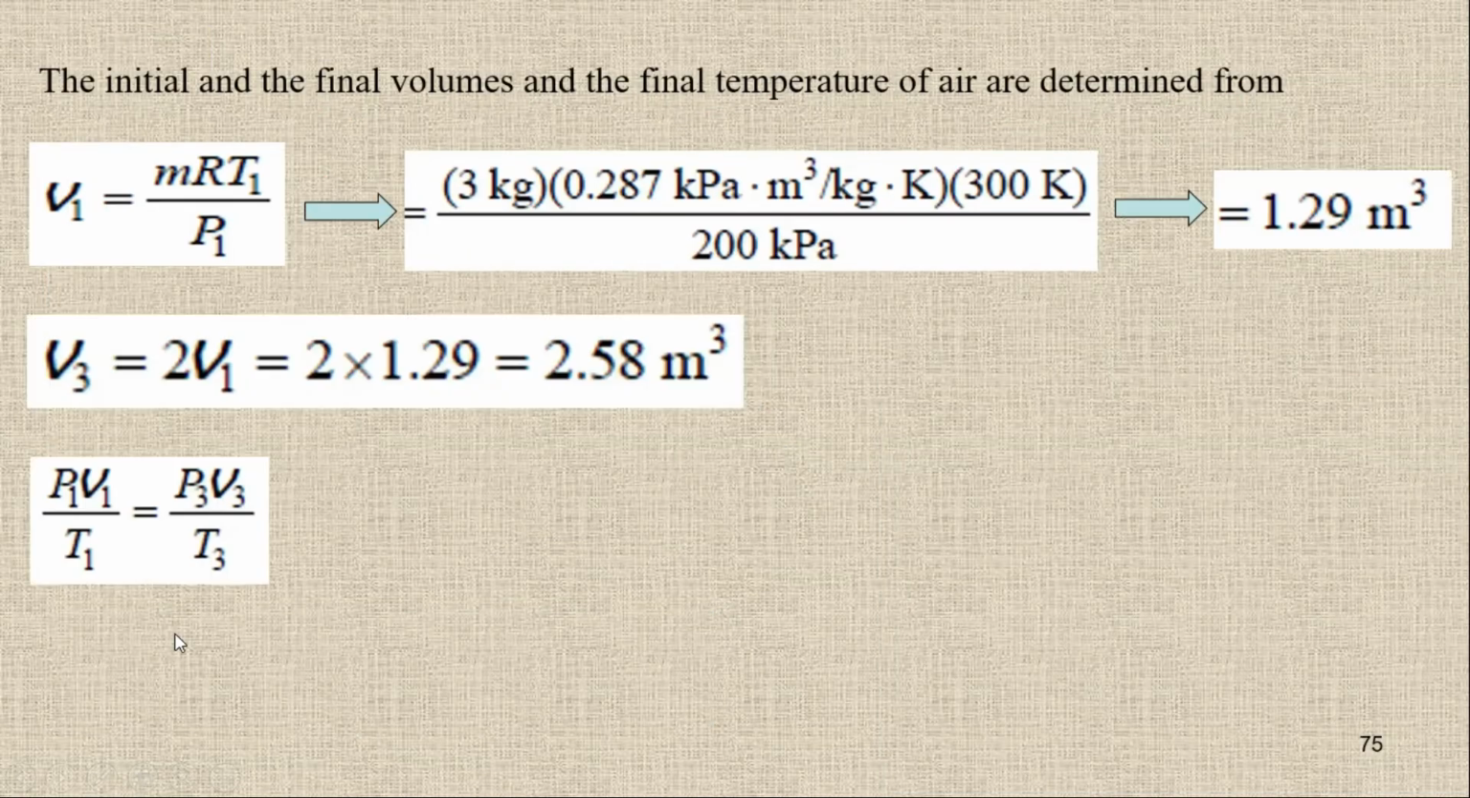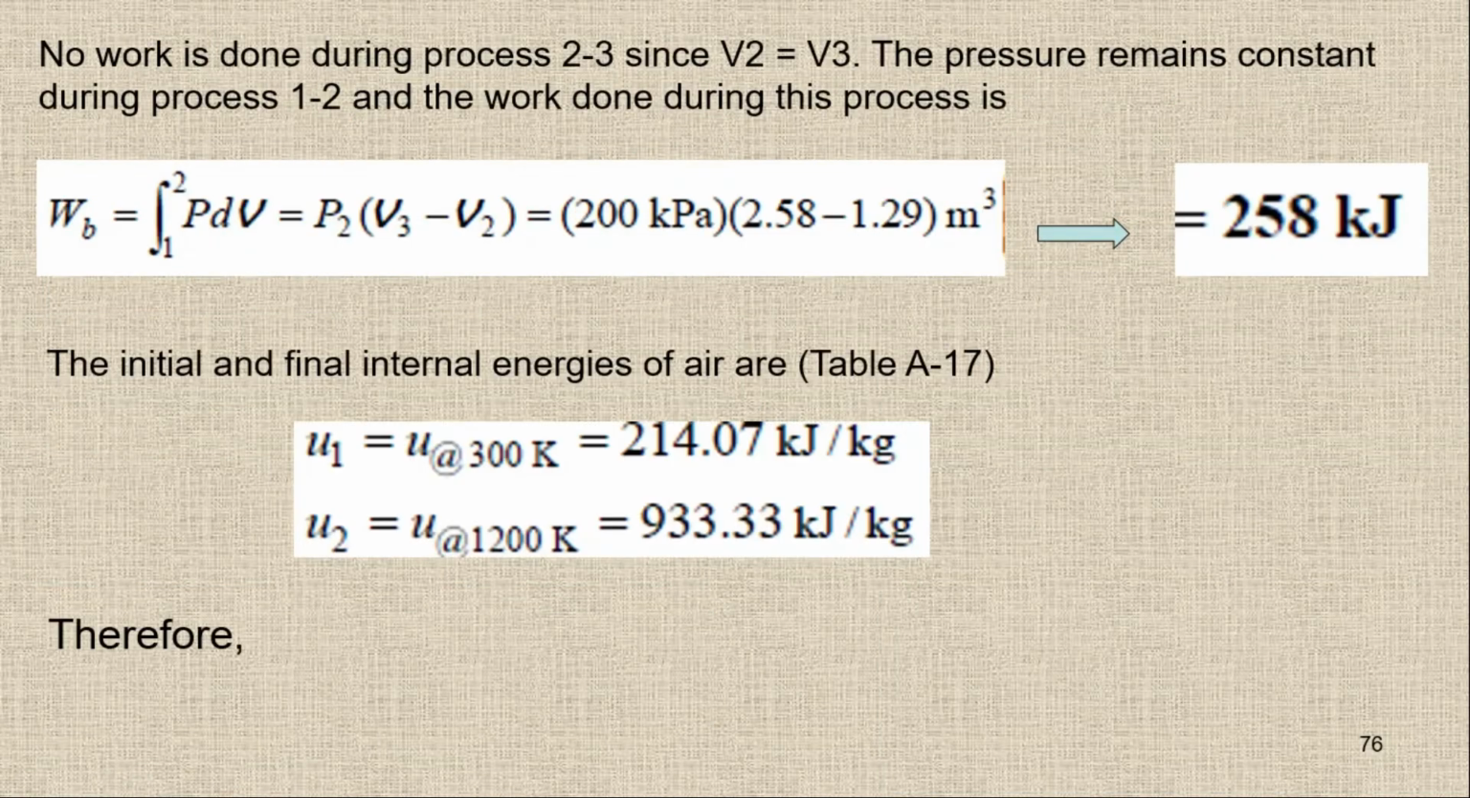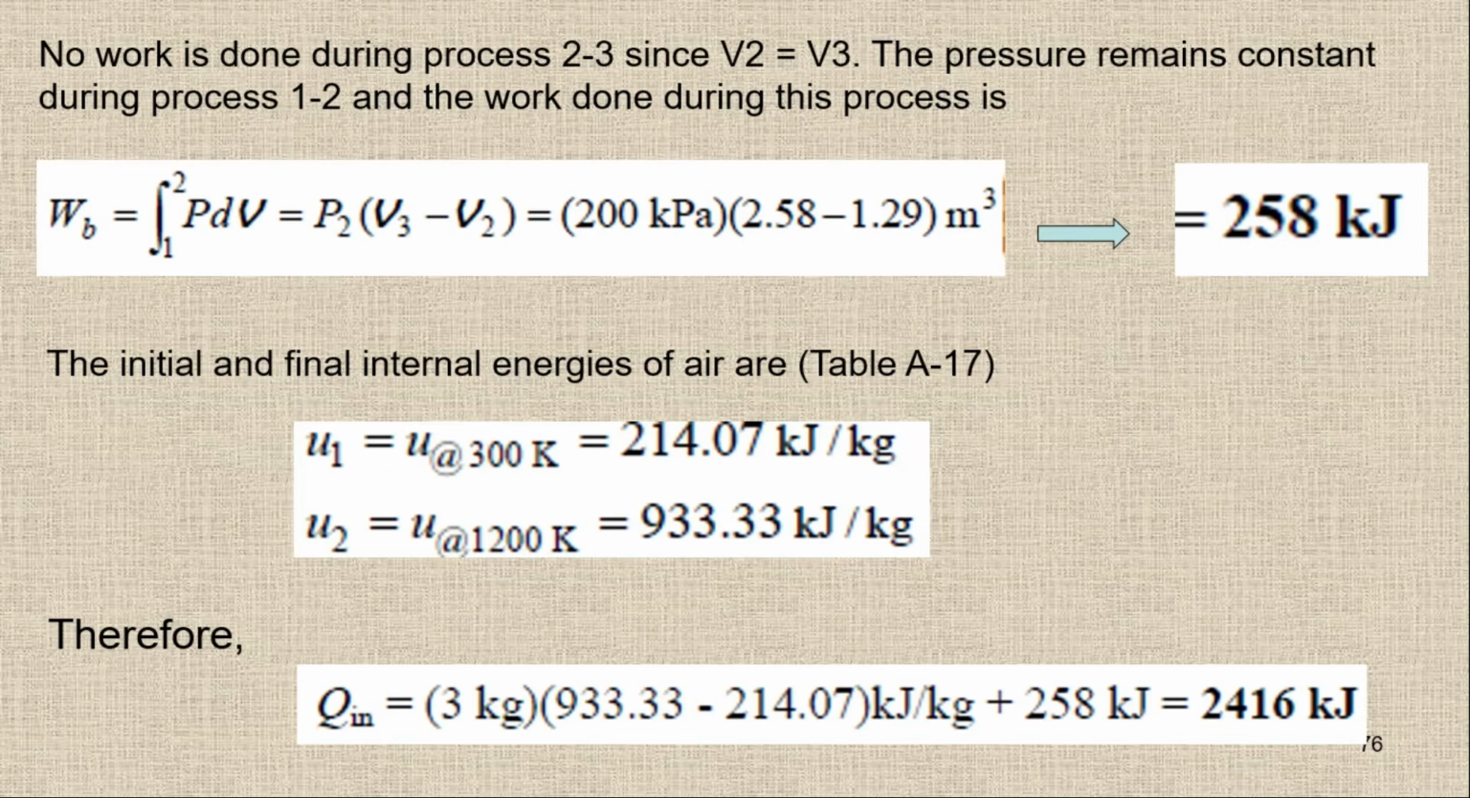So Q is simply this one. We have mass, which is 3 kg, times U3 minus U1, and then we have boundary work, and the answer is 2416 kilojoule.